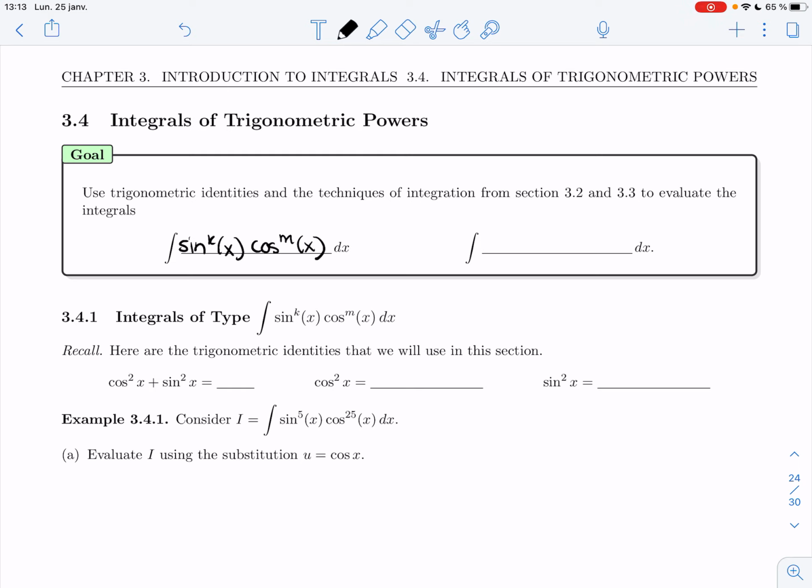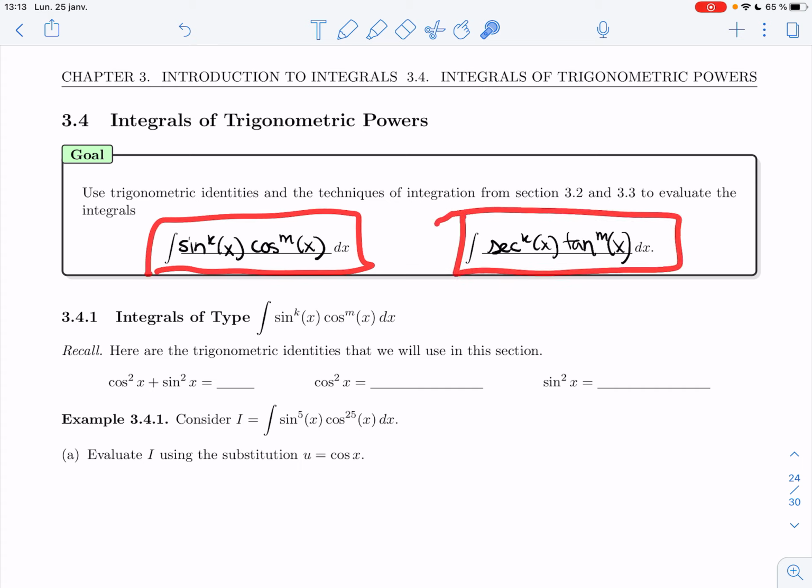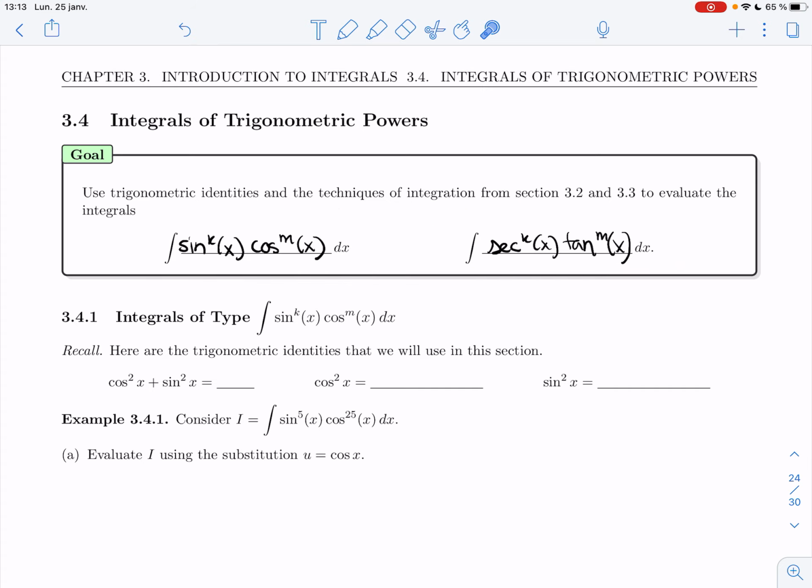And then in the next section, we'll be looking at products of secants and tangents. So secant to the k, tan to the m. All right, so what's nice about this is it's quite easy to spot. It's easy to see that you have one of these, and then the method will be quite specific, right? It's almost going to be a recipe. So let's start right away.